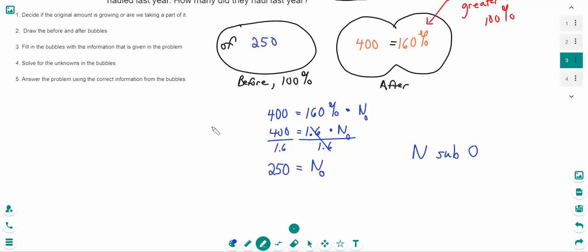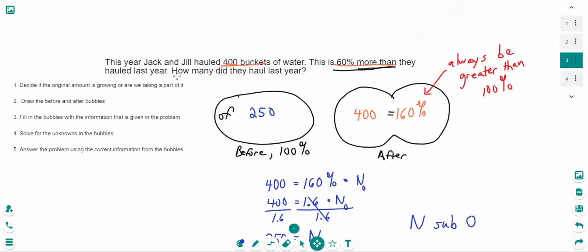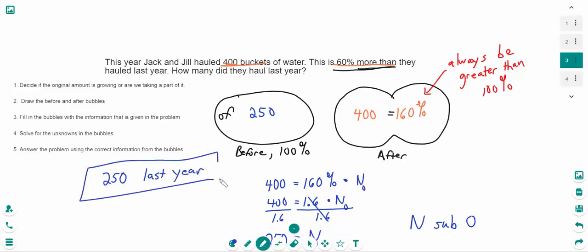So let's go back up now and look at what they wanted to know. They wanted to know how many did they haul last year. Well, here we go. Last year would be the before, and that is 250. So they hauled 250 last year. Now they hauled 60% more this year, and that means they hauled 400 this year. Last year they hauled 250. Okay?